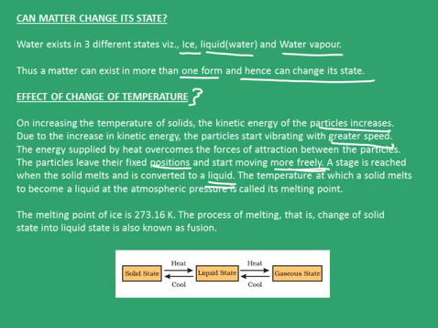The temperature at which a solid melts to become a liquid at atmospheric pressure is called its melting point. The melting point of ice is 273.16 Kelvin, that is also 0 degree centigrade. The process of melting, that is the change of solid state into liquid, is also known as fusion. The solid state upon heating produces the liquid state, which again on heating produces the gaseous state. On cooling the gaseous state, we get the liquid state, and on cooling the liquid state, we get the solid state.